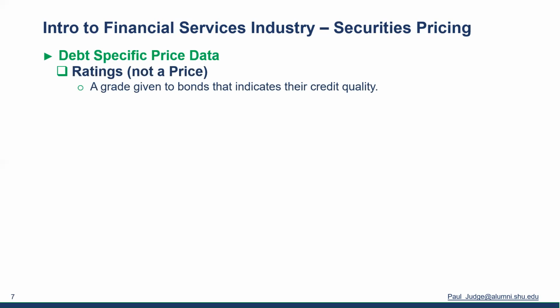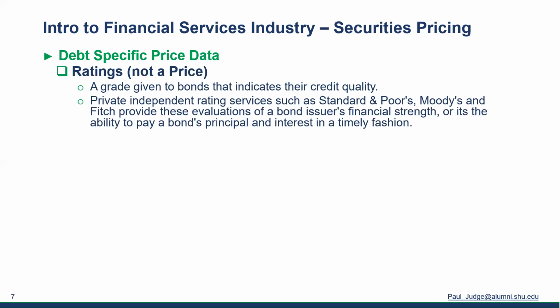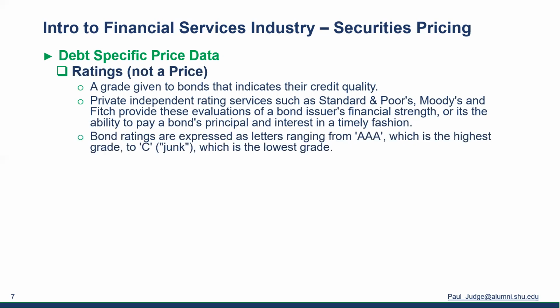So bonds have ratings. They're graded in quality. The ratings come from private companies, which supposedly, or should be, neutral third parties, like Standard & Poor's, Moody's, Fitch, and others, who get paid to rate bonds anywhere from AAA and AA down to C, which is the lowest grade, which we consider junk bonds. Now, the rating is not the price. Rating is not a price.